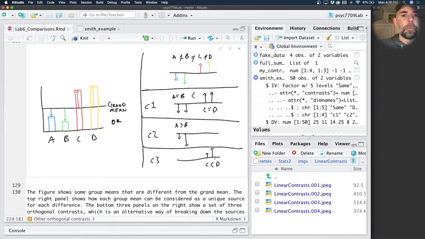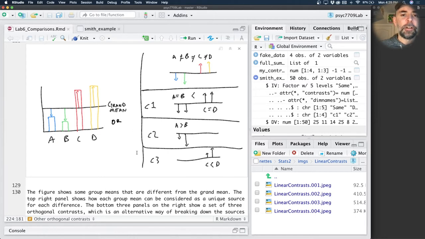So one big point I want you to take away is that we can think of describing the deviations from the grand mean as four different unique influences, or we could think about them as combinations of groups of influences. The next thing I want to show you as we walk through in R is to see how this top one can be expressed in terms of three orthogonal linear contrasts.